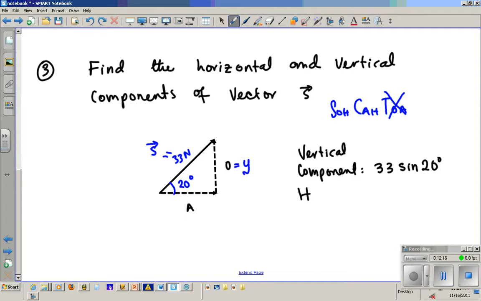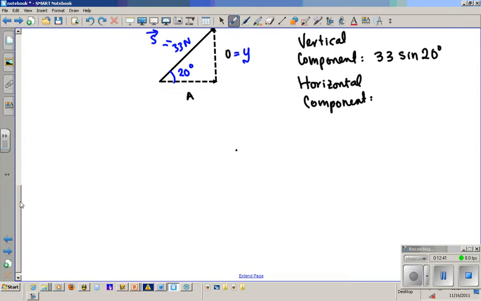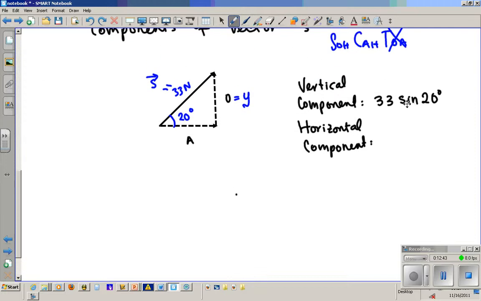For the horizontal component, it's this one, right? This is A from SOHCAHTOA, so adjacent, and this is the hypotenuse. So what is this going to be, sine or cosine? Obviously, the x-axis, and if you look at your formula sheet, you remember that the x-axis is always cosine. So it's going to be exactly the same as the top. The only difference is that you're going to have cosine instead of sine.